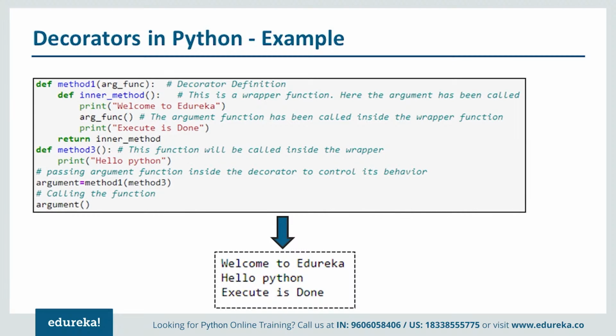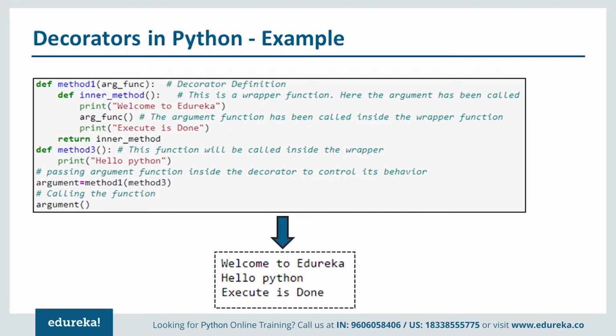Now we have another method called method 3, in which we simply print hello Python. In the calling mechanism, we are saying argument is equal to method 1 with an argument called method 3. So we are giving method 3 as an argument to method 1. This means that method 3 will be executed between the execution of welcome to Edureka and execute is done. So arg_func will be replaced with method 3, and that's how you get the overall mechanism.